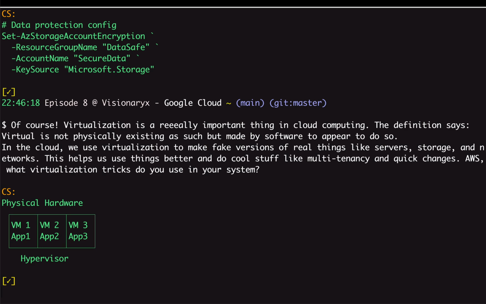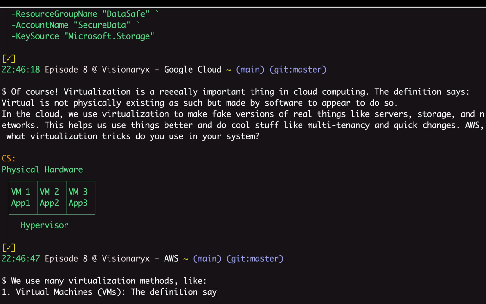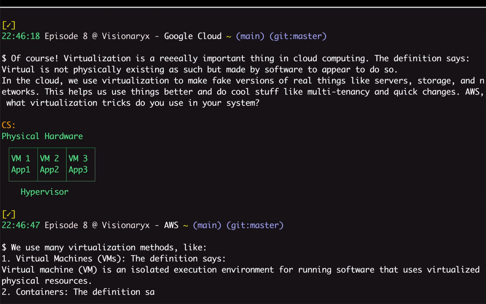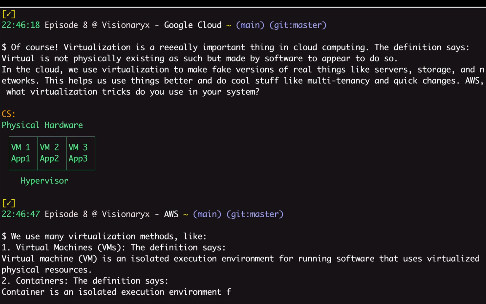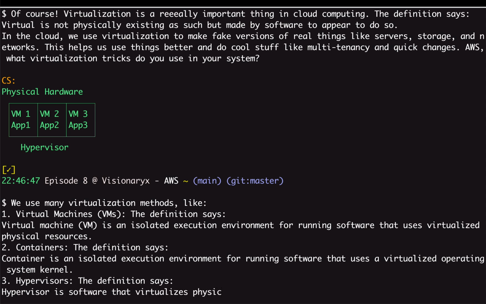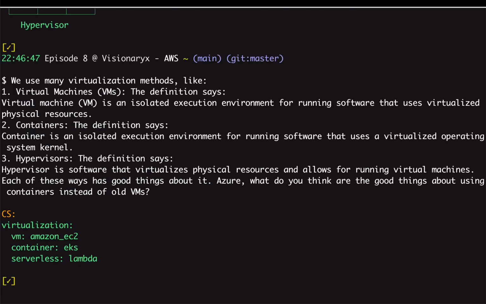AWS, what virtualization tricks do you use in your system? We use many virtualization methods like 1. Virtual machines, VMs. The definition says, virtual machine, VM, is an isolated execution environment for running software that uses virtualized physical resources. 2. Containers. The definition says, container is an isolated execution environment for running software that uses a virtualized operating system kernel. 3. Hypervisors. The definition says, hypervisor is software that virtualizes physical resources and allows for running virtual machines. Each of these ways has good things about it.